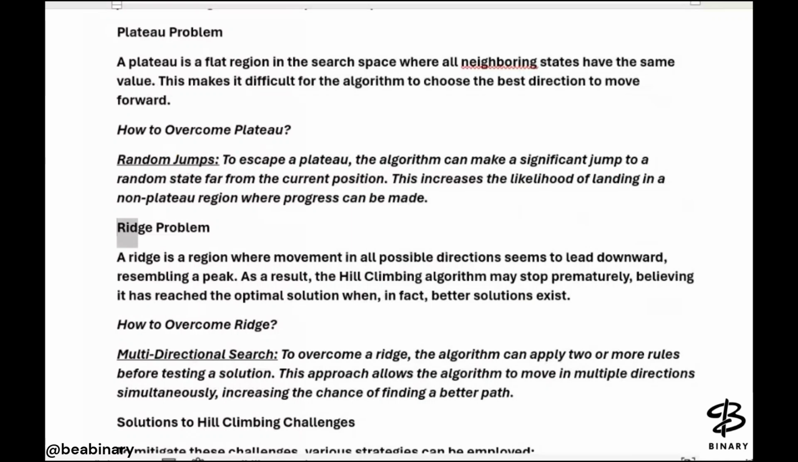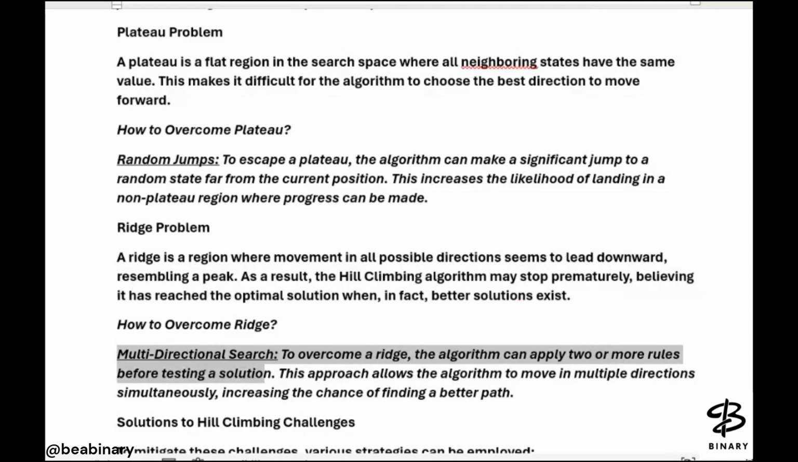Now, what is a ridge problem? A ridge is a region where all possible movements seem to lead downwards, where it will not lead forward, resembling a peak. As a result, the hill climbing algorithm may stop prematurely, as we have discussed, believing it has reached the optimal solution when in fact a better solution can exist. So how can we overcome the ridge?